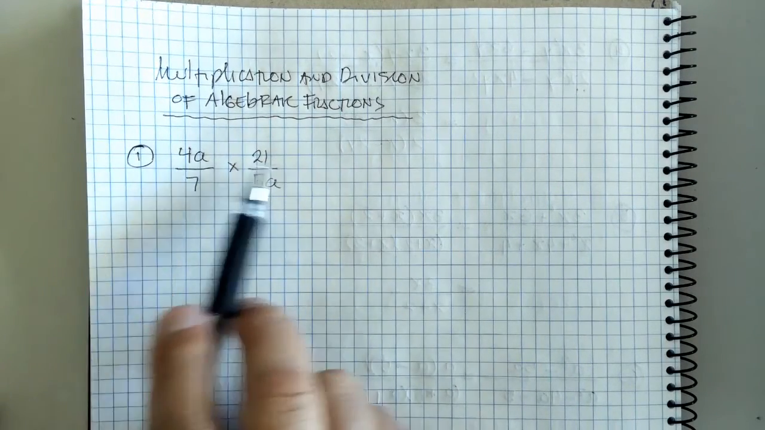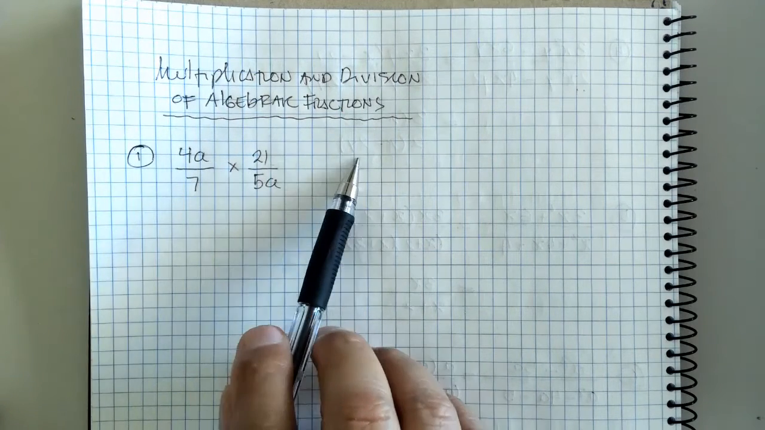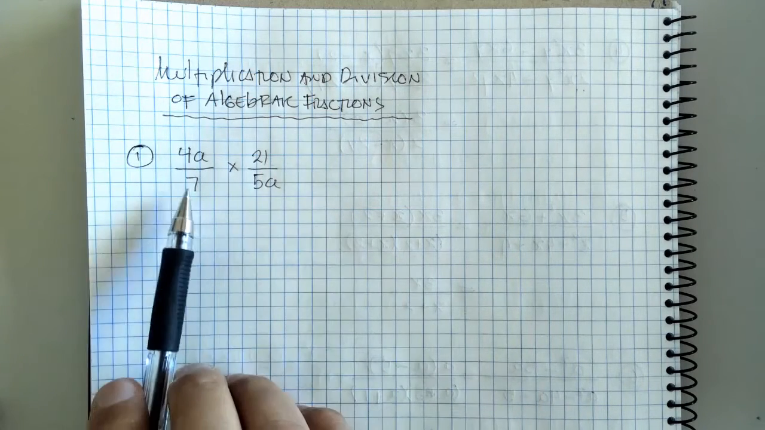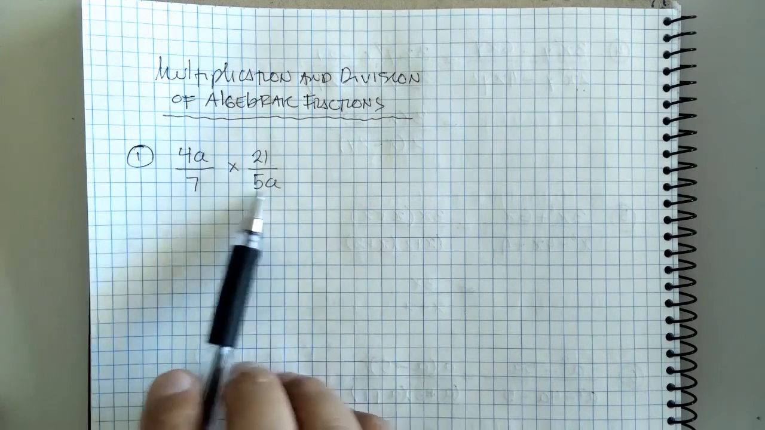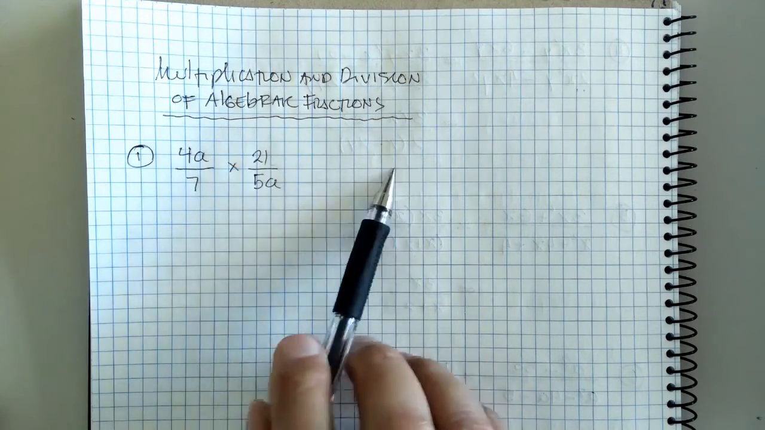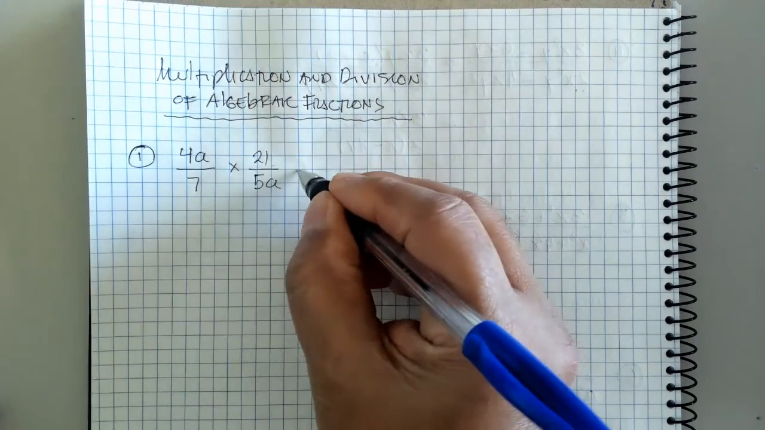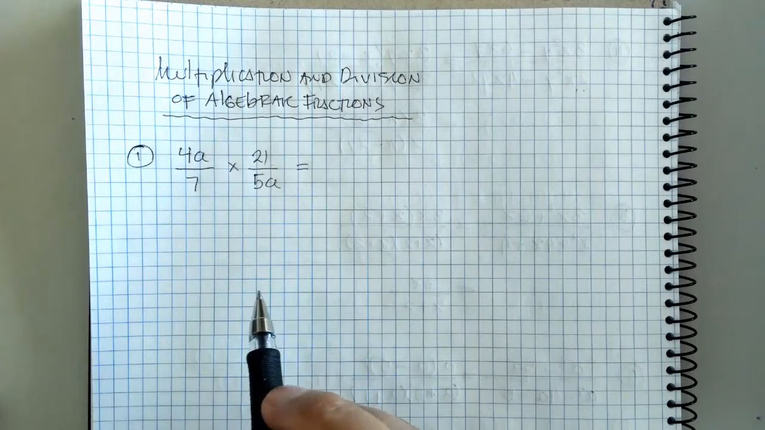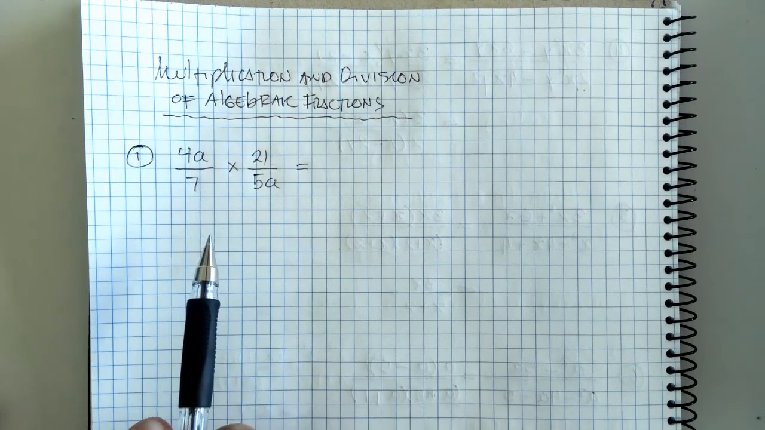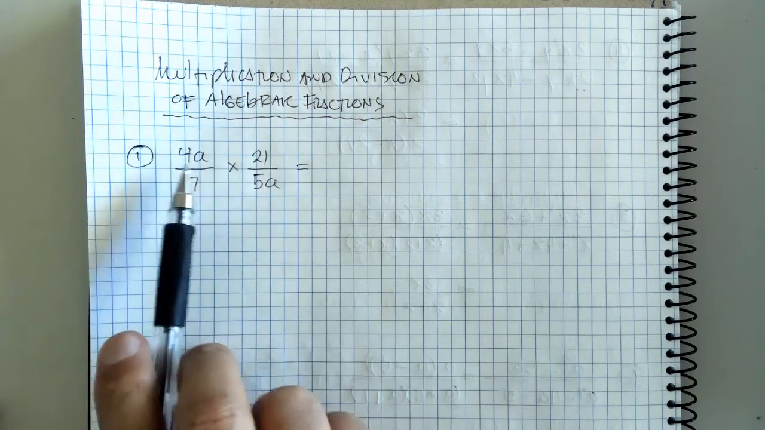Right, so you can do this in two different ways. You can multiply right across, write the answer, and then put that over the multiplication of the bottom parts, so you do 7 times 5a, and then you simplify. Or what you can do, which I think is easier, is to see if you have common factors. In here, we can say that they're all factors.